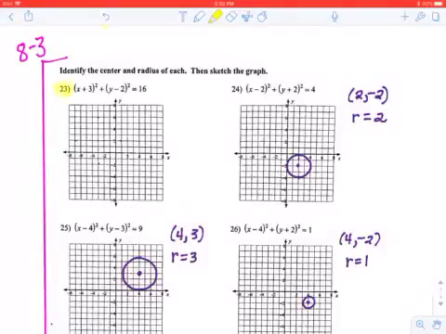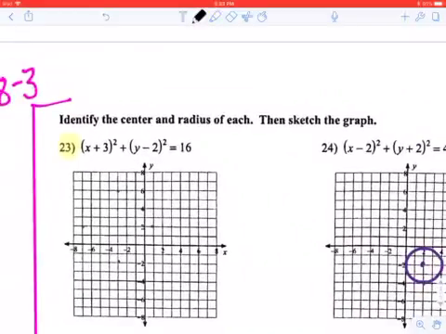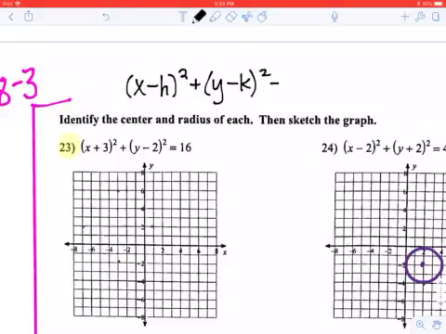All right, quickly I'm going to do numbers 23 and maybe 27. So for this one, guys, you need to know that your standard form for the equation of a circle is x minus h squared plus y minus k squared equals r squared. When I'm asking you for an equation, I'm wanting you to plug in the h, the k, and the r.